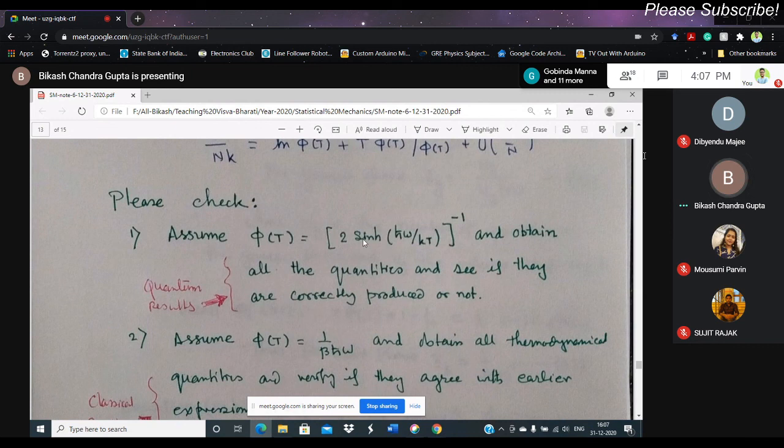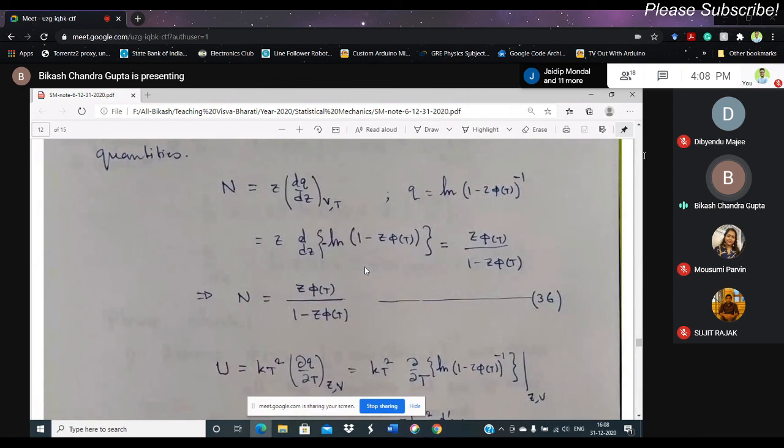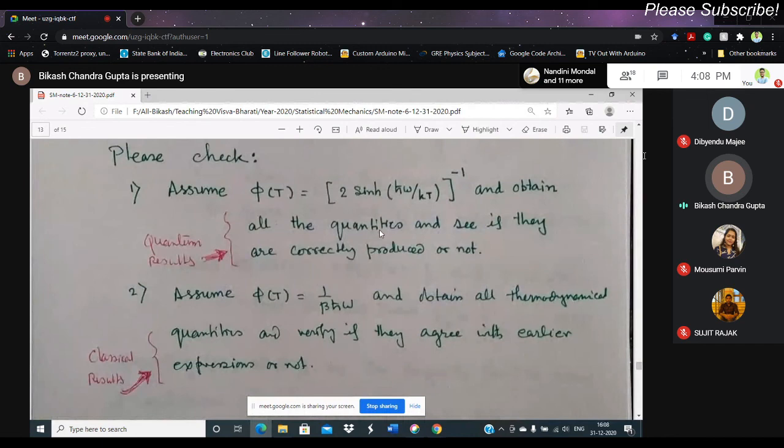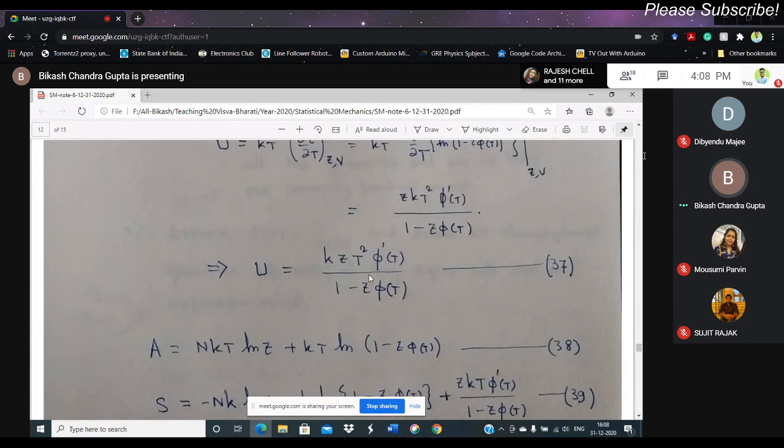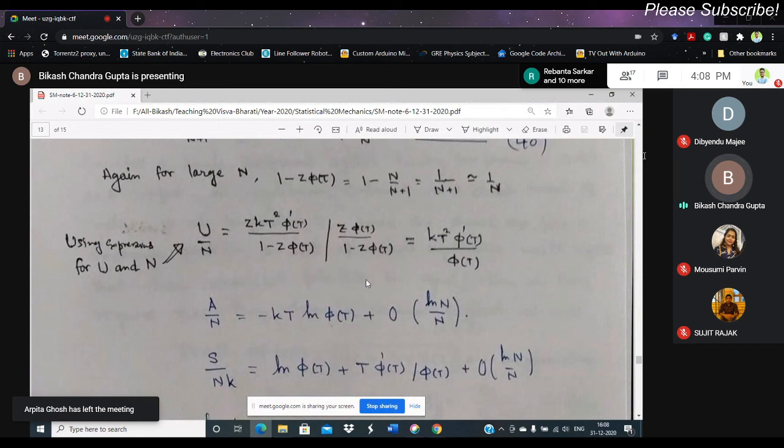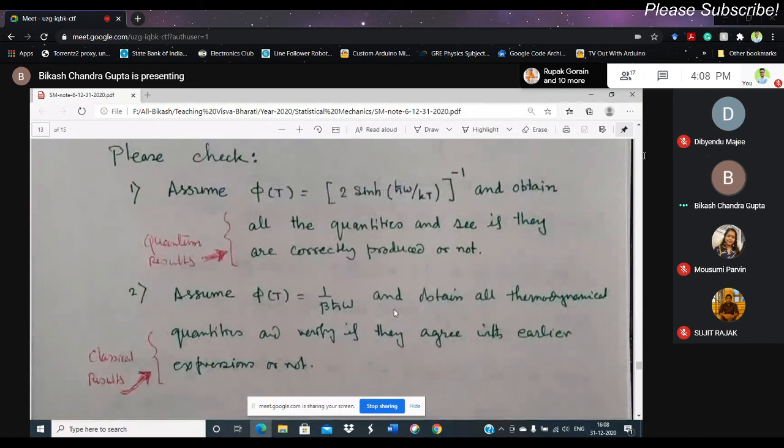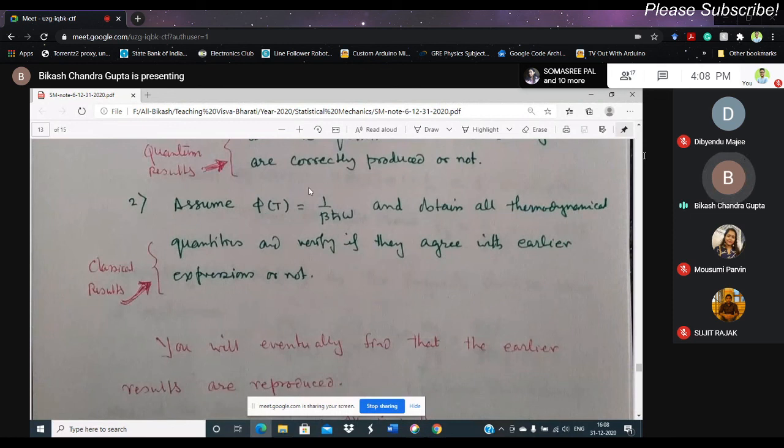And now if you use this one and you have all the expressions at your hand, you can calculate all the thermodynamical or macroscopic quantities, and you can check whether the quantities that you obtain here match with the earlier calculated expressions. Okay, and similarly, I think you remember that if you treat the oscillators classically, then the single particle partition function as a function of temperature turned out to be 1 by beta h cross omega. So do you remember that?